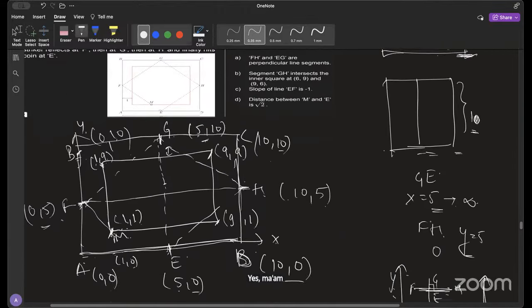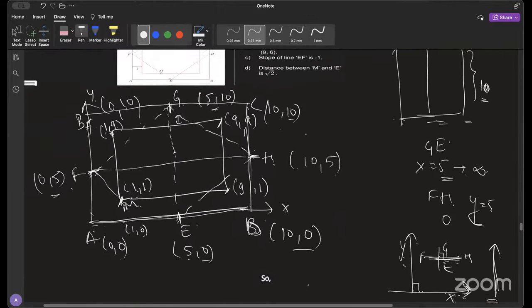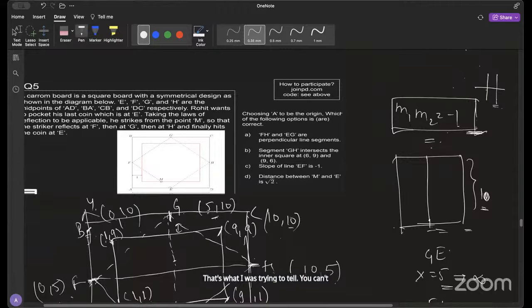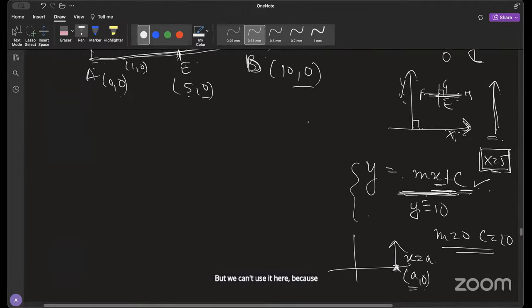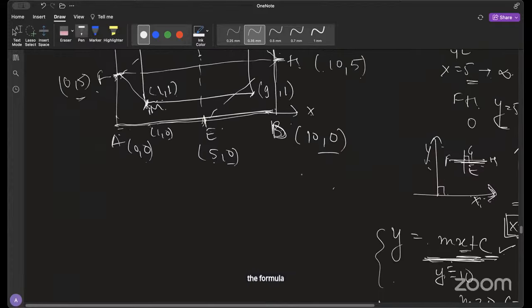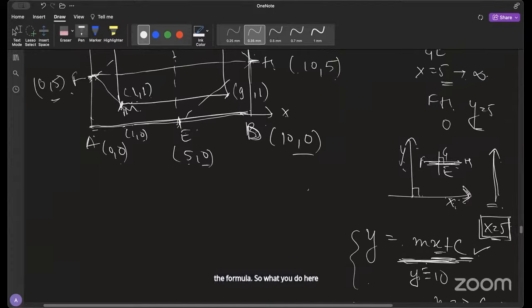So how can we apply this in our question? That's what I was trying to tell. You can't use the formula. Generally, you use the formula to check if the lines are perpendicular or not, but we can't use it here because for lines of the form x equals a, you can't use that formula. So what you do here is you see that this line is parallel to the x-axis, the other one is parallel to the y-axis.